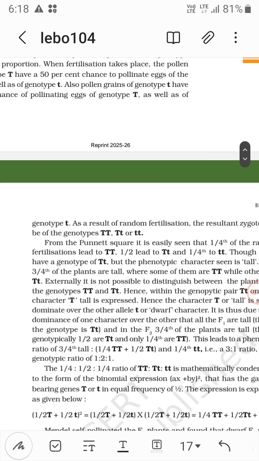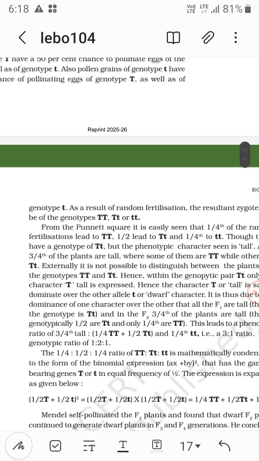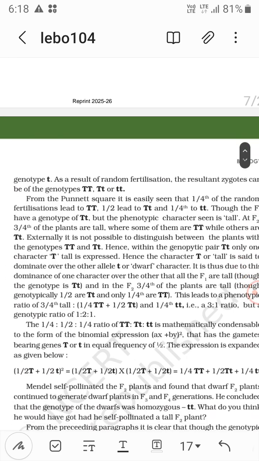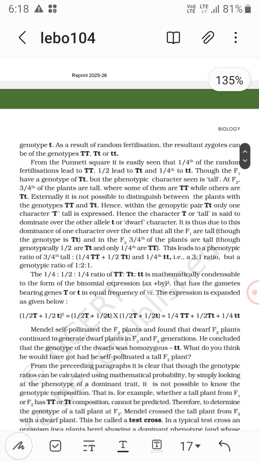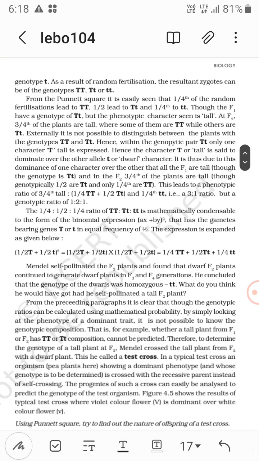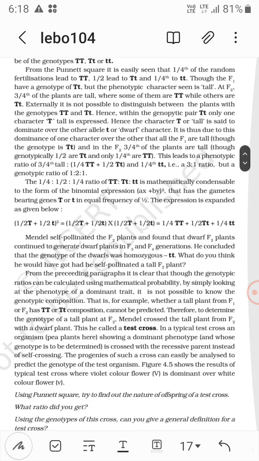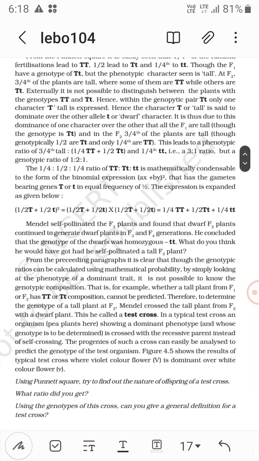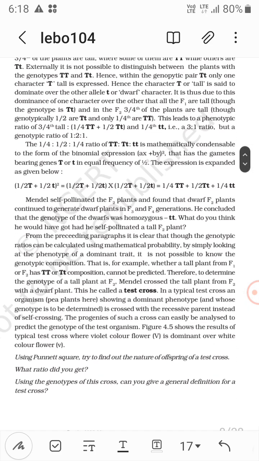As a result of random fertilization, the resultant zygotes can be of the genotypes capital T capital T, capital T small t, and small t small t. It can also be solved by a binomial expression, that is (ax plus by) whole square, because that has the gametes bearing genes capital T or small t in equal frequency of half.